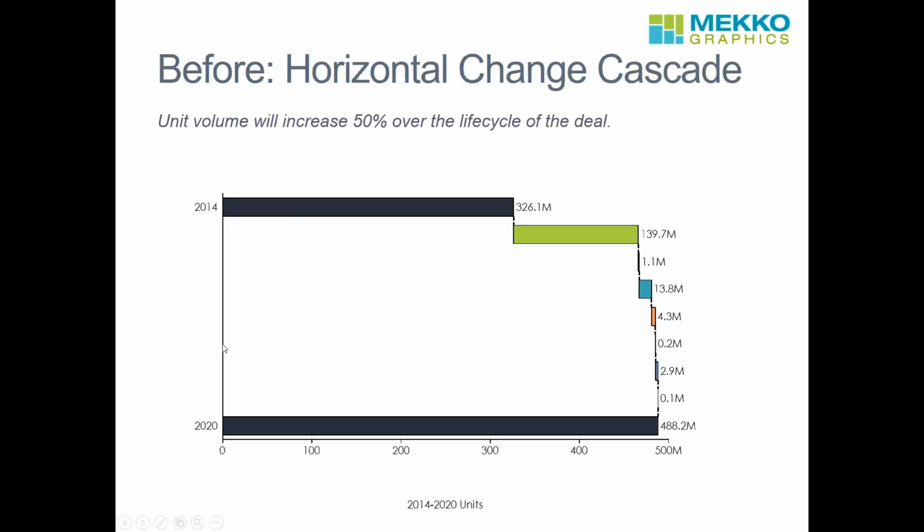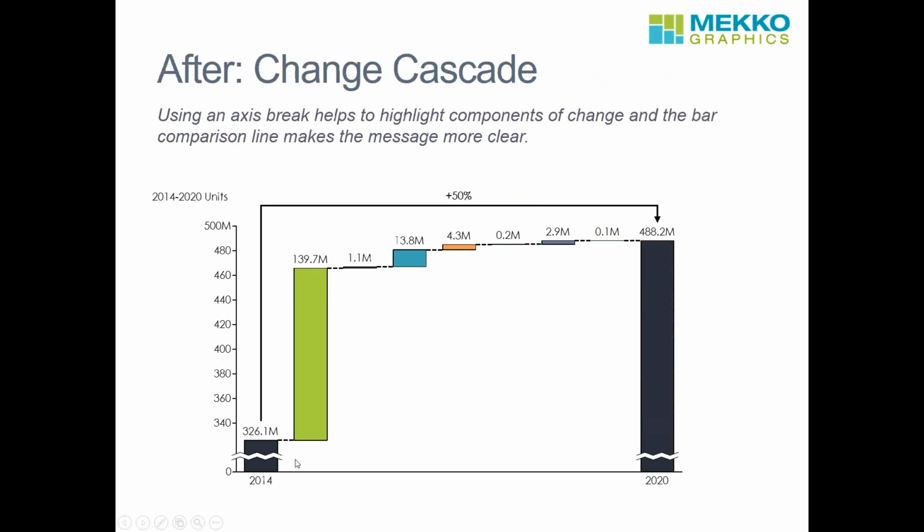Oops, sorry, I jumped the gun. Several changes that they're going to make to increase unit volume from 326 million to 488 million between 2014 and 2020. So how do I make this more effective? And you might have seen the answer when I flip there and flip back. I changed the cascade to go in the other direction, horizontally instead of vertically.